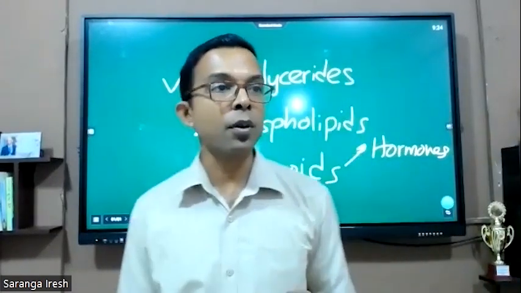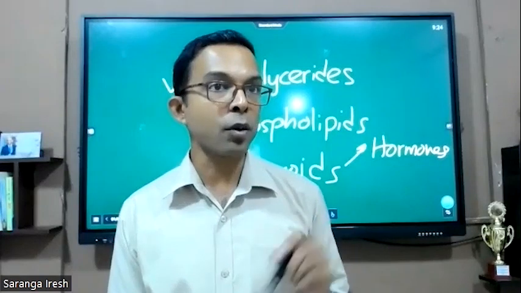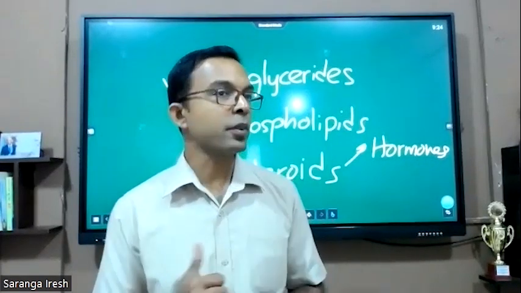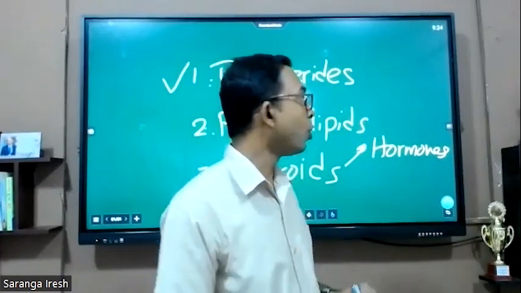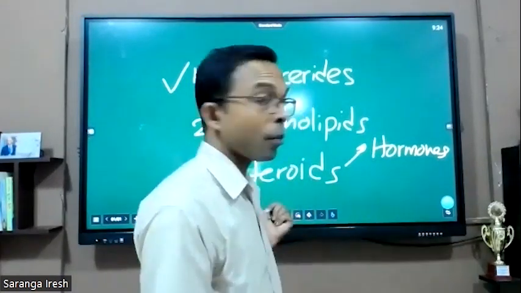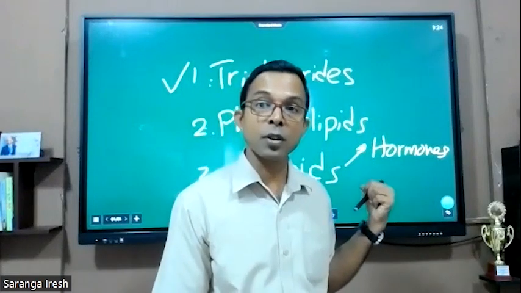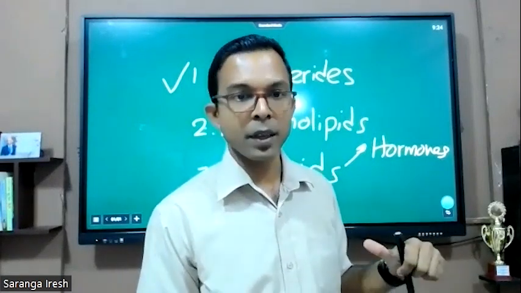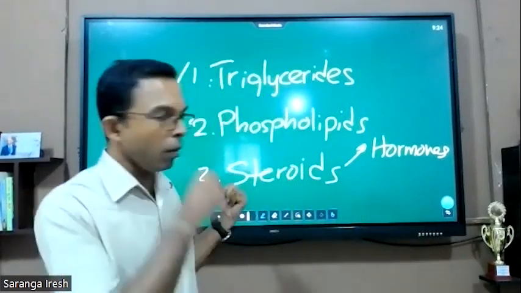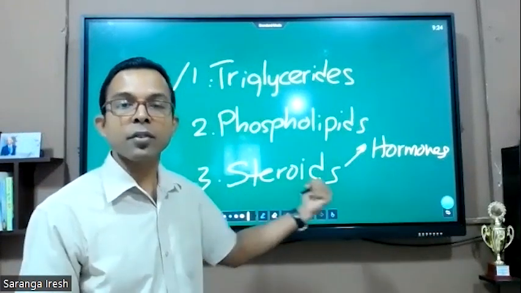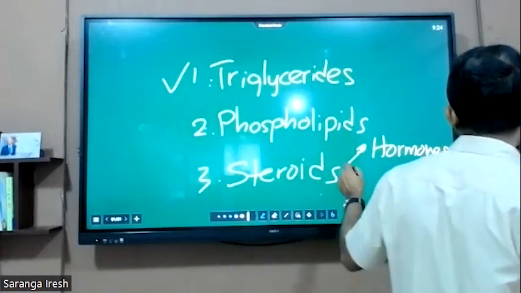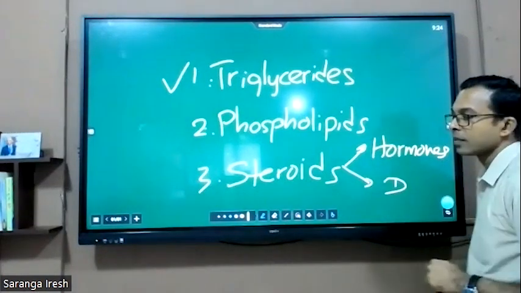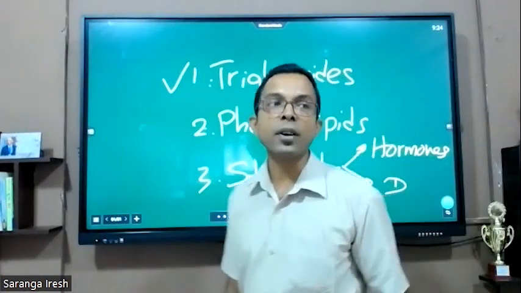Hormones are very important to do coordination in the body. Hormones: estrogen, progesterone, testosterone, aldosterone. Some hormones, okay, not all the hormones, because some hormones are protein molecules. Some hormones are steroids. They are lipids, a group of lipids. And also vitamins like vitamin D. Vitamin D is a steroid.